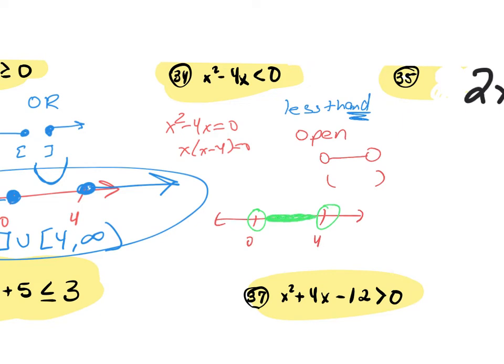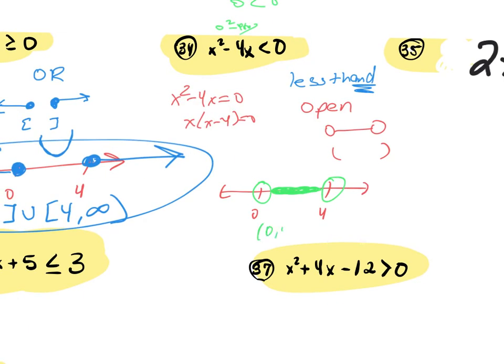If I plug in 0, should 0 work? Yes or no? Is 0 included? No, it's not included because it's an open dot. So 0 should not work. If I plug in 0 here, 0 squared minus 4 times 0, is 0 less than 0? No, that's not a true statement. So you would have 0 to 4 being your interval notation, but parentheses because neither 0 nor 4 is included.